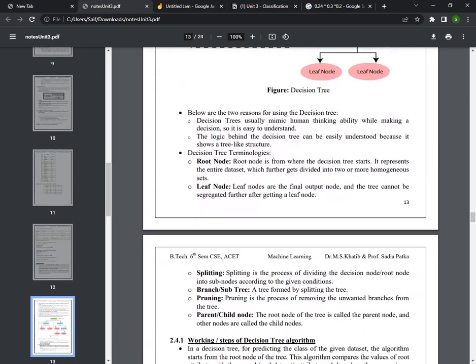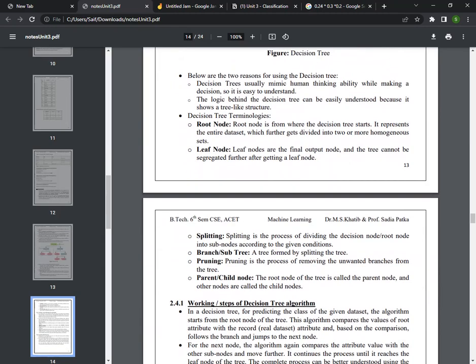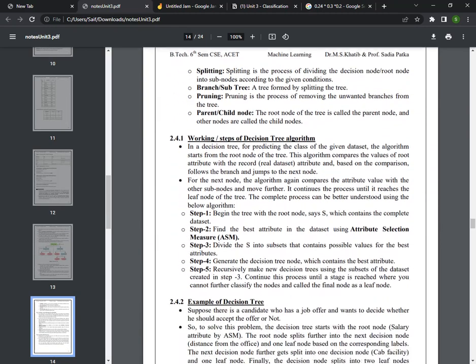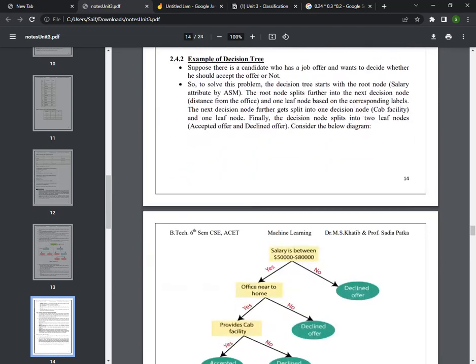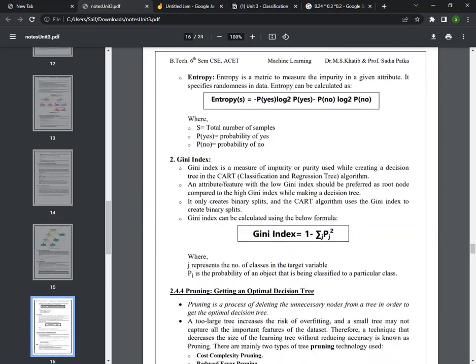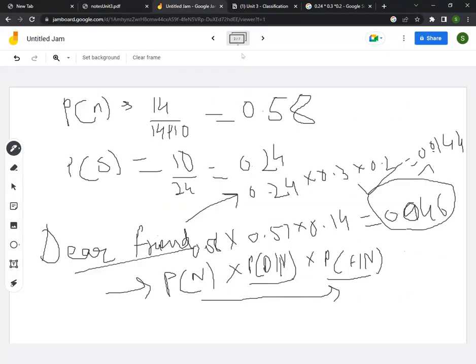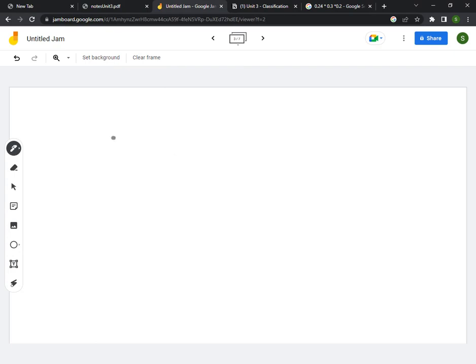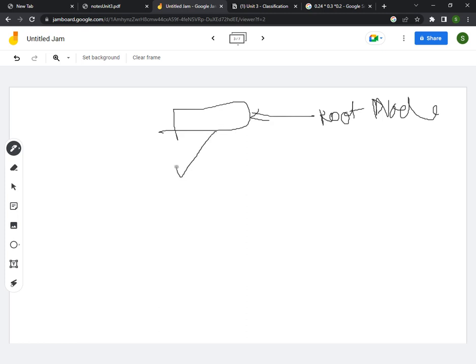Now we will learn what is decision tree. We will not read the entire thing because there is very less probability of decision tree coming in the exam. I will just explain it to you in short. So now we have a root node. This is the first node and it is called the root node. Inside this root node we have to make certain decisions.